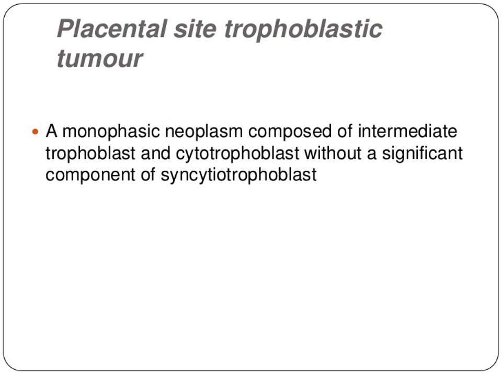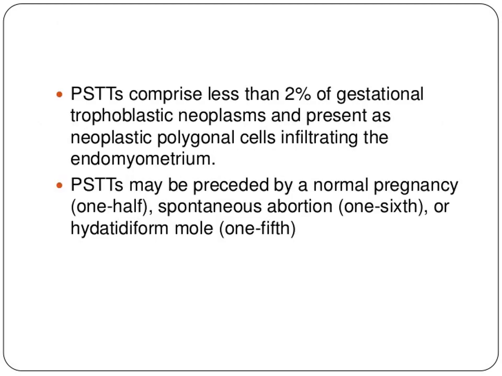Placental site trophoblastic tumor. It's a monophasic neoplasm composed of intermediate trophoblasts and cytotrophoblasts without a significant population of syncytiotrophoblasts. Placental site trophoblastic tumor comprises less than 2% of gestational trophoblastic neoplasms, and they present as neoplastic polygonal cells that infiltrate the endomyometrium. They can be preceded by normal pregnancy, in one half of them, by spontaneous abortion, in one sixth of them, or least often by hydatidiform mole.